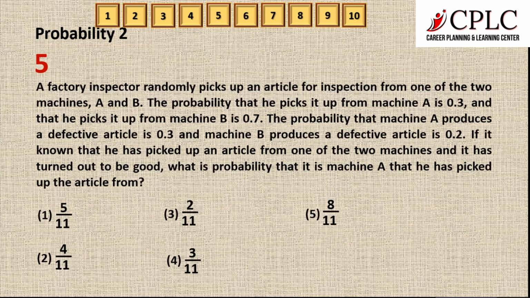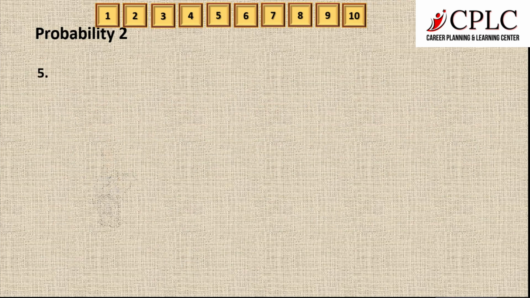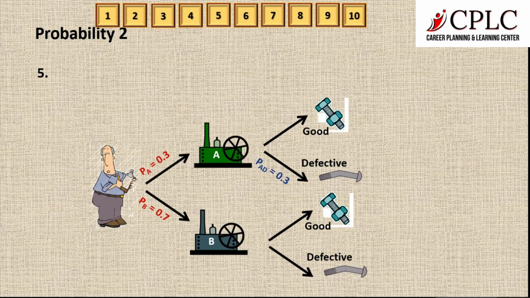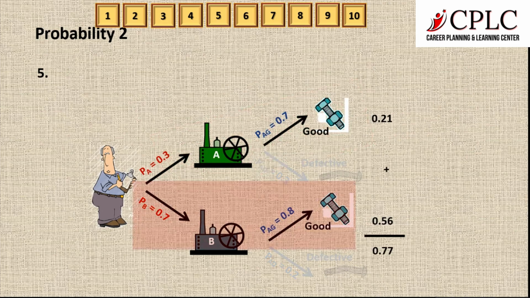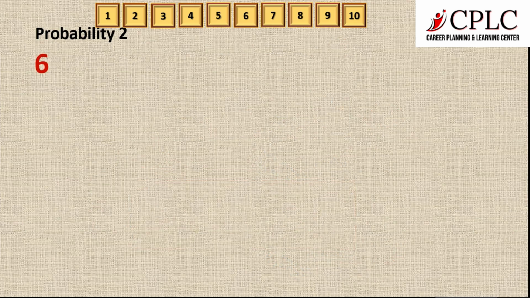Odds in favor, odds against. Fifth one is exactly the same question that we have discussed in the concepts of conditional probability, or Bayes theorem, we call it. So we'll not do that here. You can refer to the concept video if you want to again. A similar one is there as well, which we will solve.